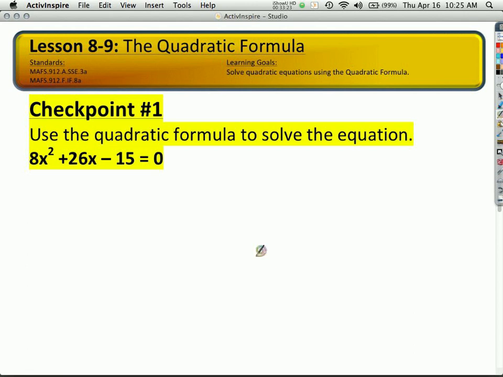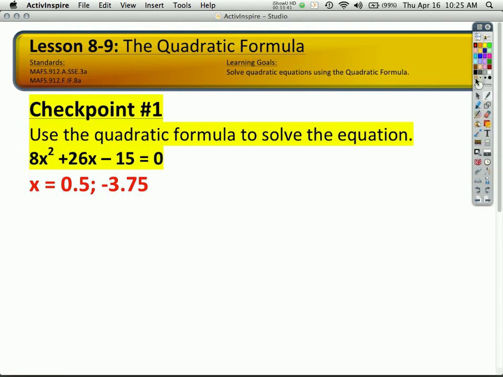Ew. The correct solutions are 0.5 or 1/2 and -3.75 or -3 3/4.